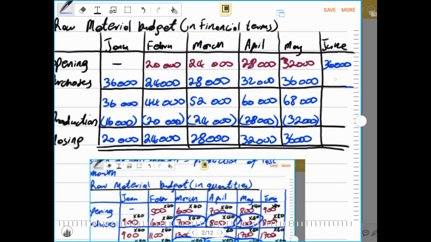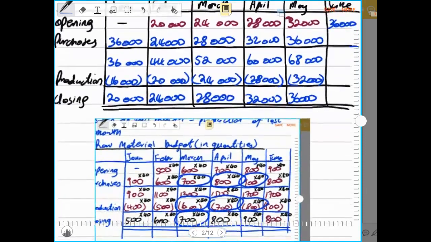Then we record production for the current month, and production is 800 by 40, and we already know that 800 by 40 is 32,000, and 32,000 plus 36,000 will give us the same 68,000.